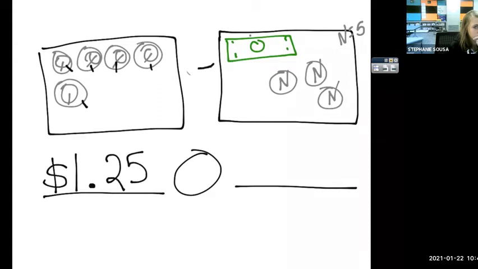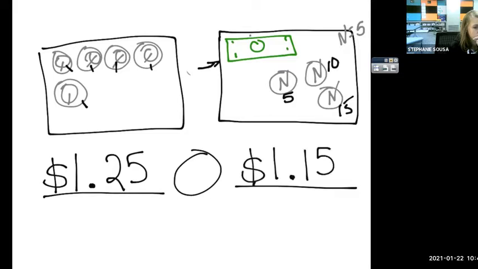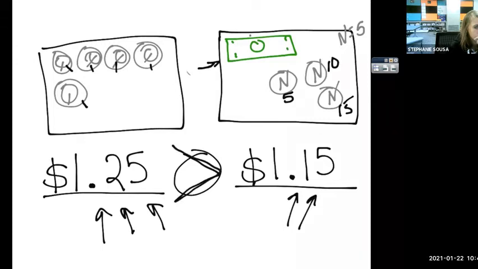Now we're going to look over here. I know I have $1, but let's count our nickels. 5, 10, 15. So I have a dollar sign, 1.15. So I know I would rather have $1.25 over $1.15. So I am going to make the $1.25 greater and be happy to take that. Does that make sense to you? So you're going to have to be counting your money.